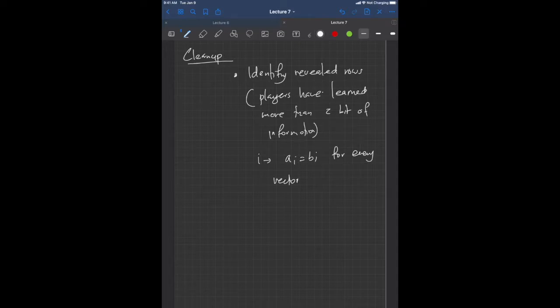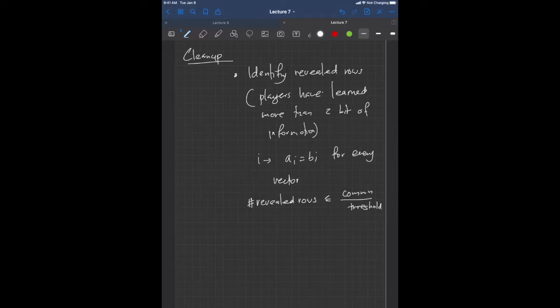In particular, what we want to do is select for every x that we choose after identifying the revealed rows. In the set curly A_x, we want to set a_i equal to b_i for everything. And then we want to say that the number of such revealed rows is at most the communication divided by the threshold.